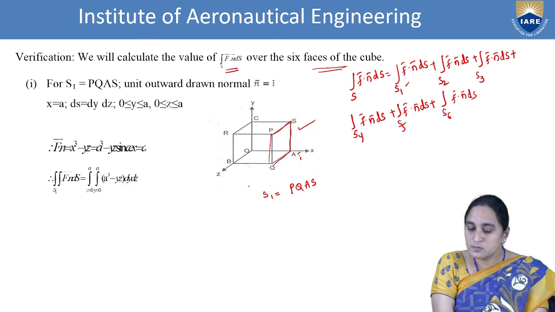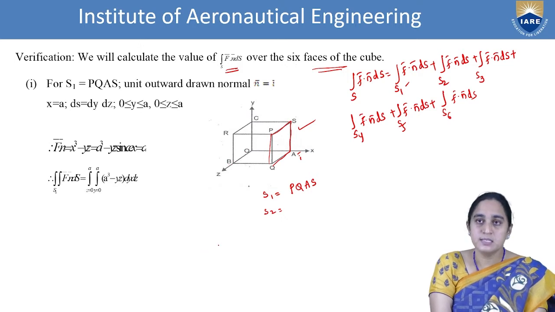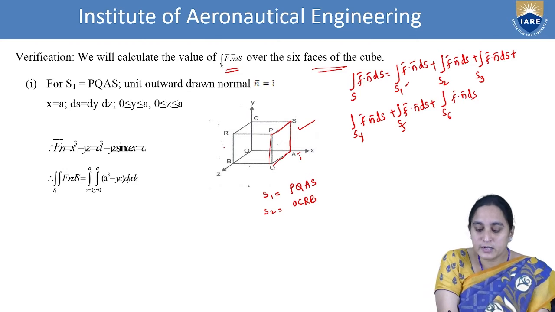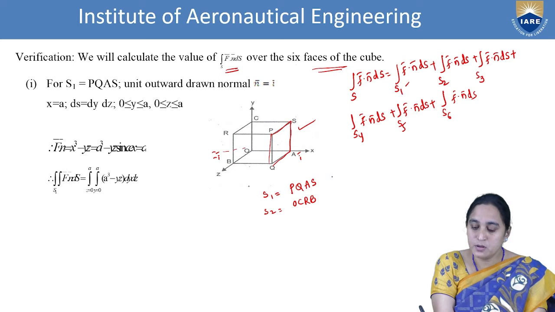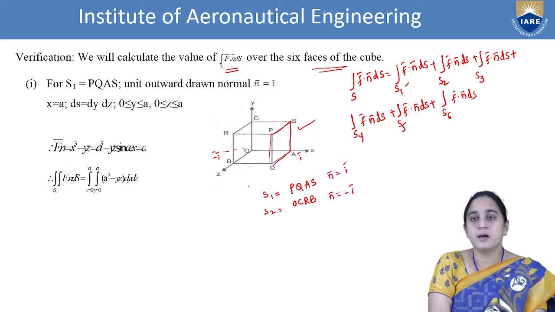Next, the second face on the x-axis is OCRB. The second face of the cube is OCRB, which is also on the x-axis. That unit normal vector is minus I bar. N bar is equal to minus I bar. On S1, n bar is equal to I bar, the positive direction, and S2 is the negative direction. From that, let us take n bar as minus I bar.